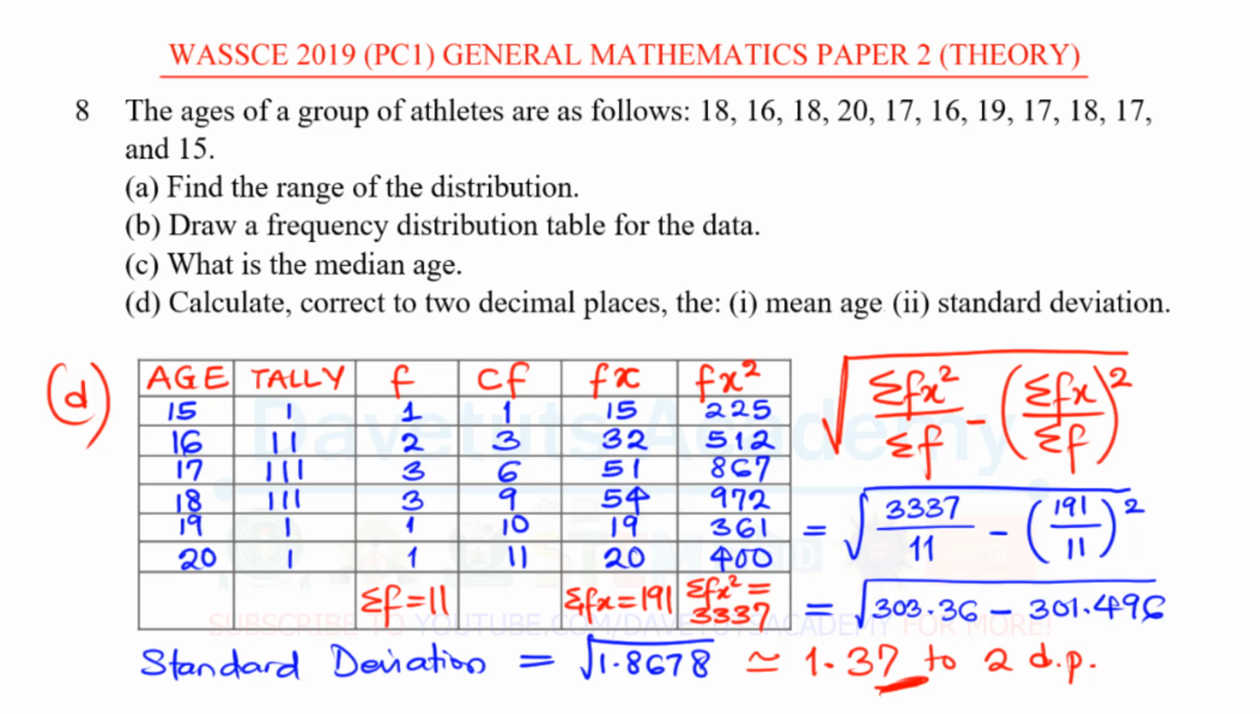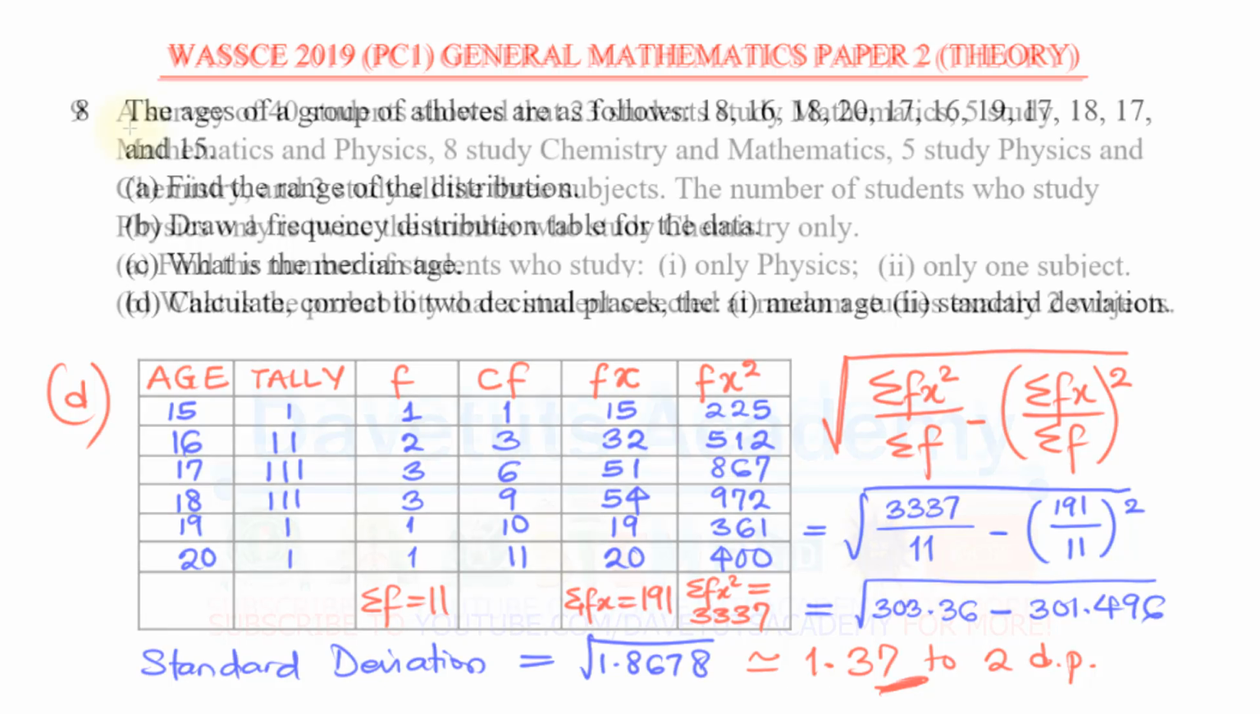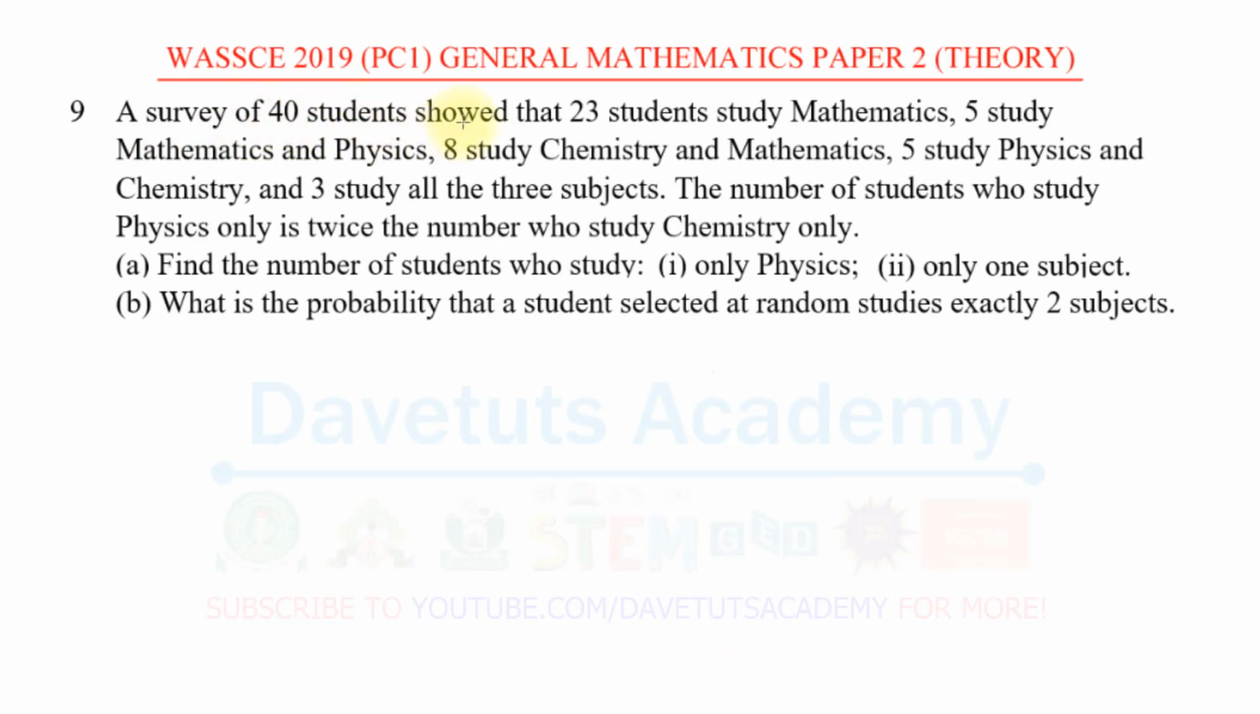standard deviation. All right. A survey of 40 students showed that 23 students study mathematics, 5 study mathematics and physics, 8 study chemistry and mathematics, 5 study physics and chemistry, and 3 study all the 3 subjects. So interestingly, this is a case study of a class of science students, since they are offering what we popularly call Phychem maths. That's physics, chemistry, and mathematics.